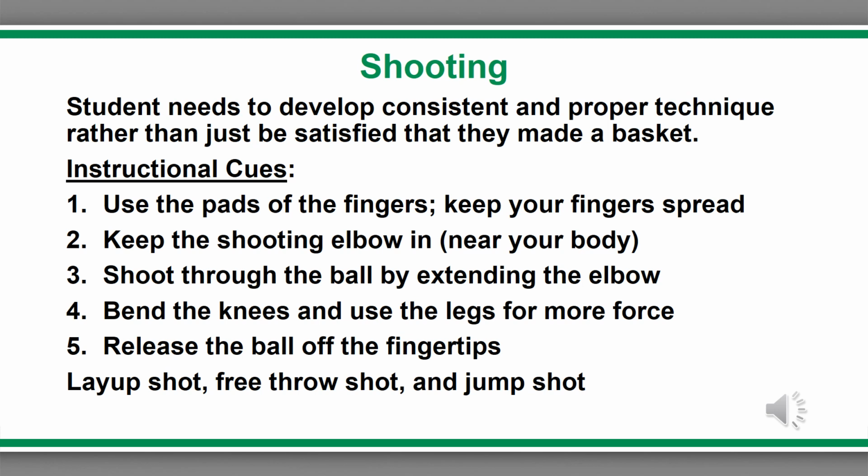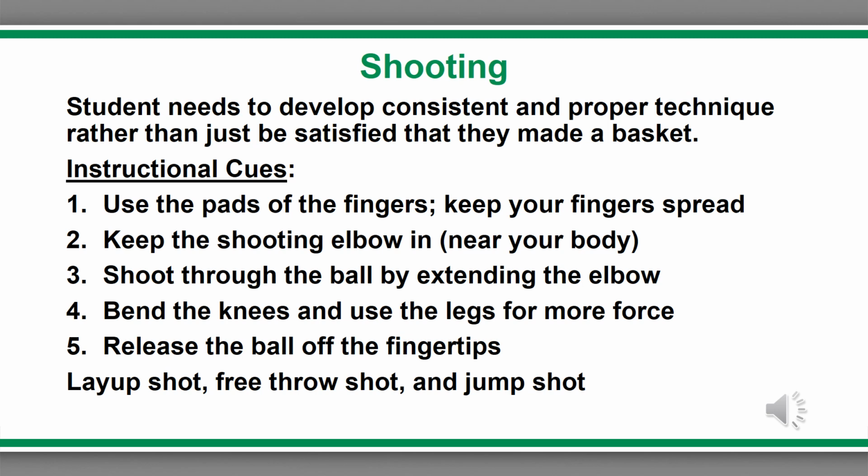Shooting is our 4th basic fundamental skill for basketball that you want to try and teach the students. They need to develop some consistency and have a proper technique about them when they are learning how to shoot. Here, they give some instructional cues. Again, the pads of the fingers, elbow in.